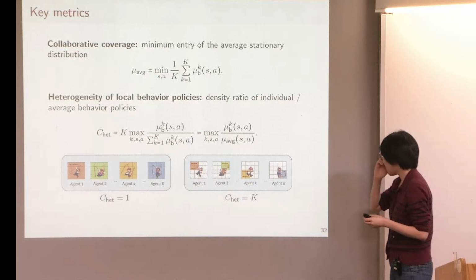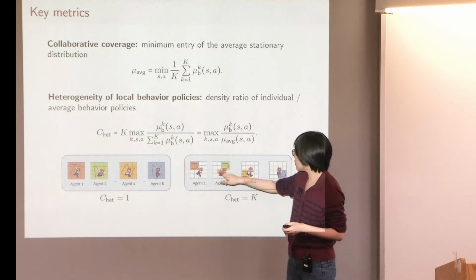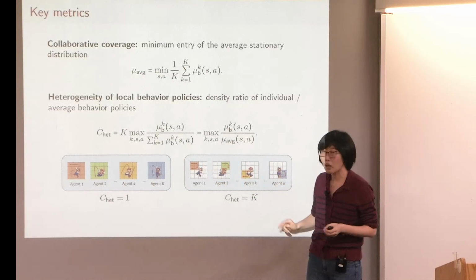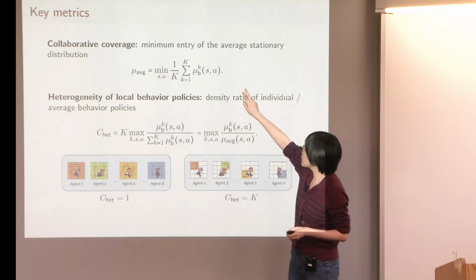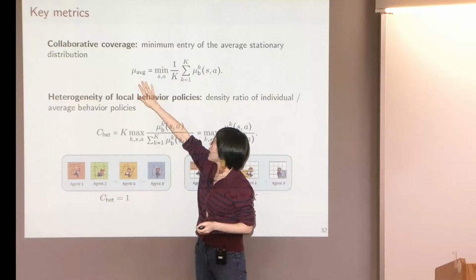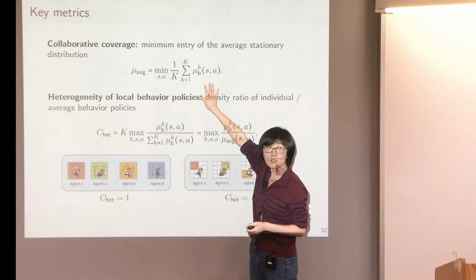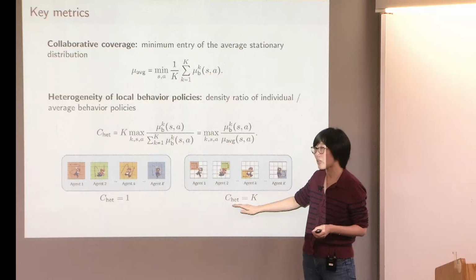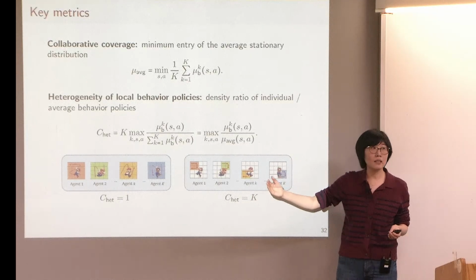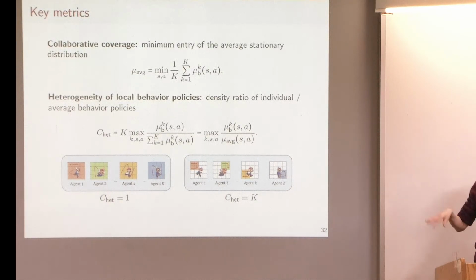On the other end, again just for illustration purposes, if each of the agents only covers their own corner of the environment, then collectively they will cover the whole thing. So in order to assume the average mu is greater than 0, I do not need to assume each of the agents covers the entire space. But at the same time, the heterogeneity parameter can go as large as k, where k is the number of agents I have. So these two parameters are kind of competing a little bit with each other.